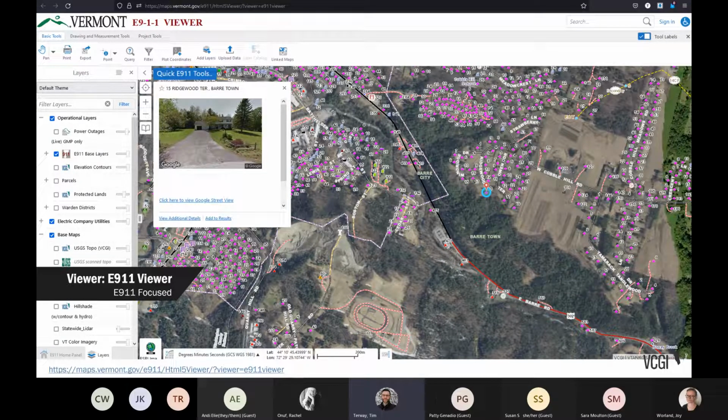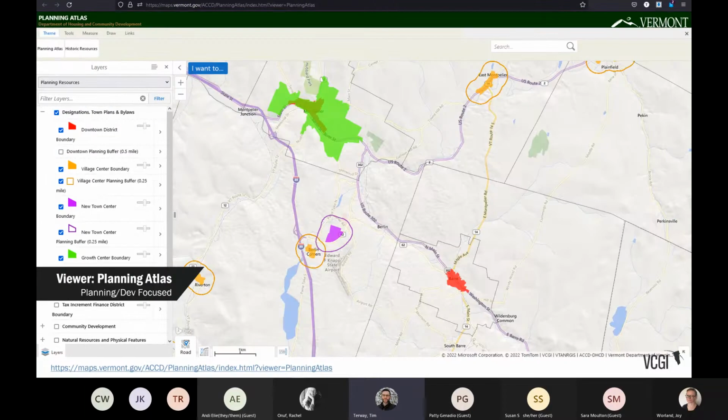For example, the Enhanced 911 board is focused on emergency service rendering, getting fire access to where it needs to go in the event of emergency. So here you can see their viewer looks slightly similar. It's got similar widgets and tools linked everywhere, albeit it by default has different layers loaded. So you can click on an address point here, for example, and get a link to the Google Street View. And it's got all the official addresses by default toggled on.